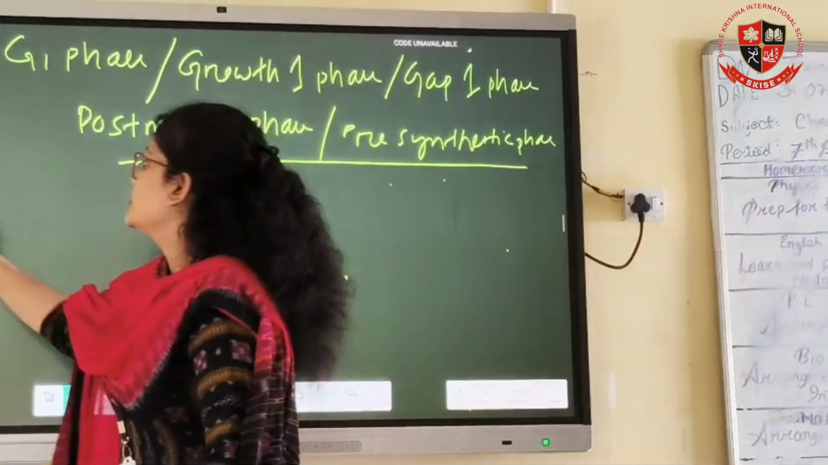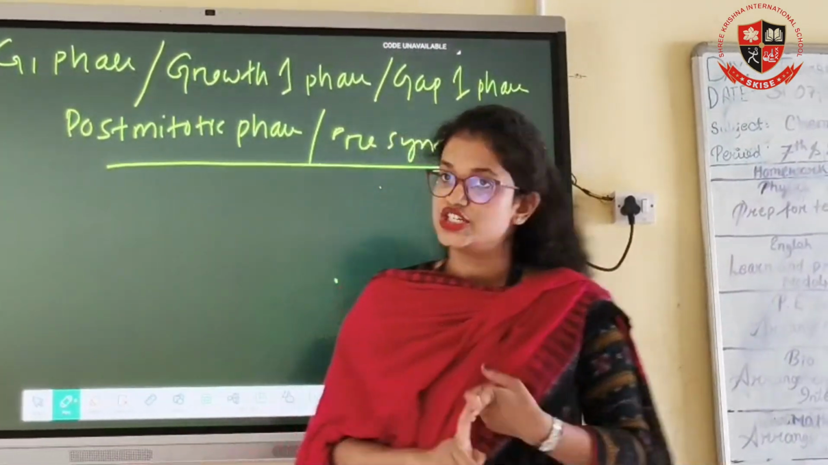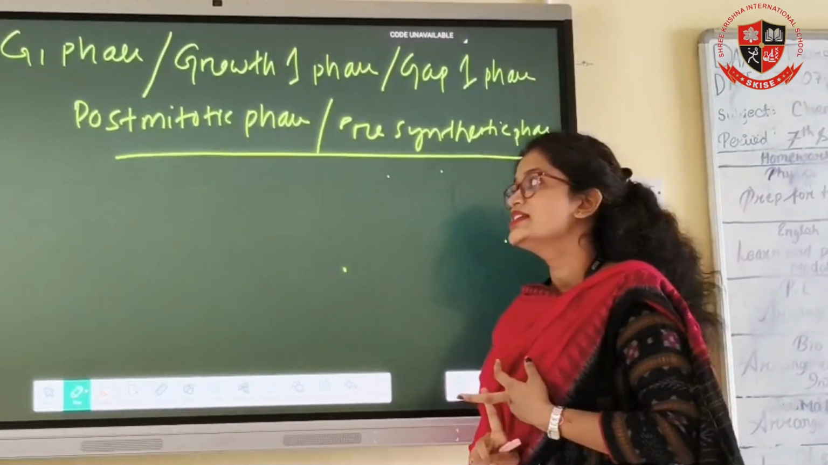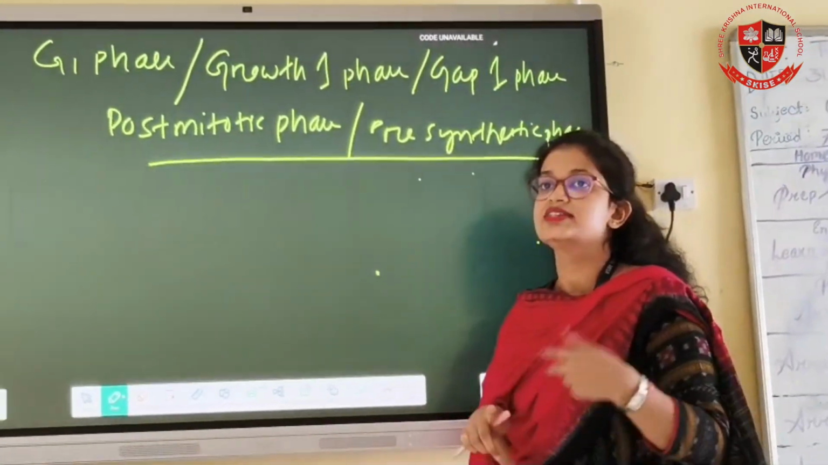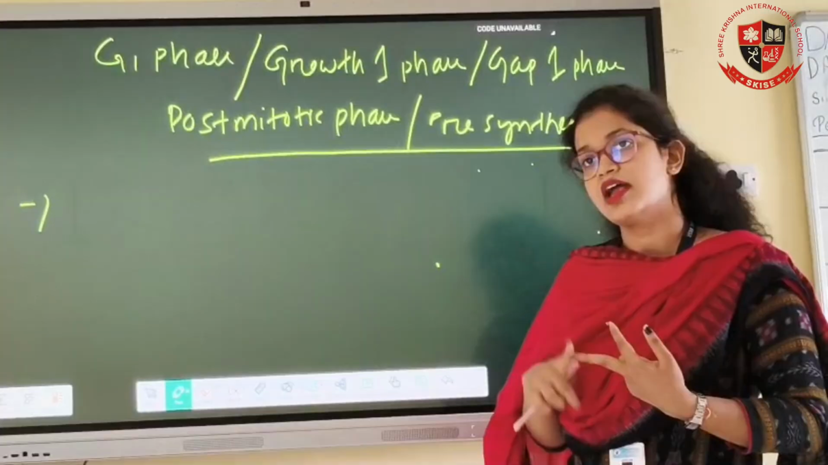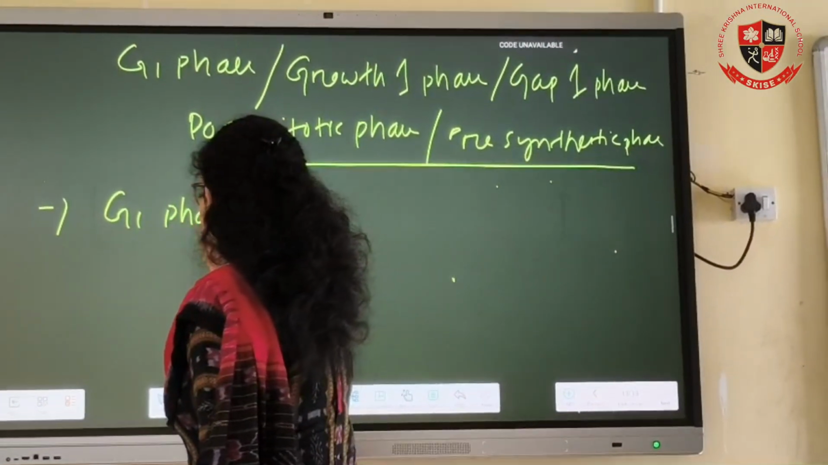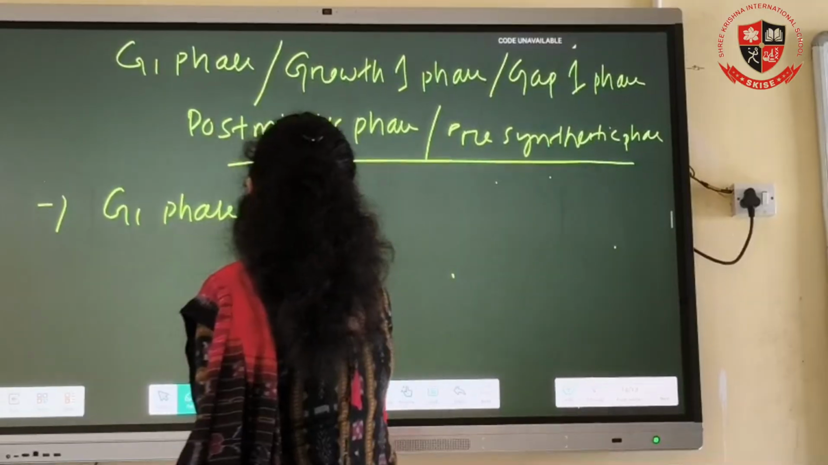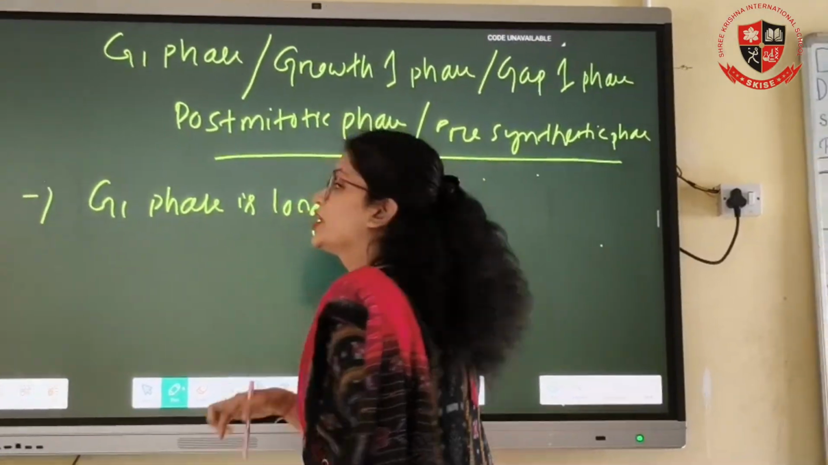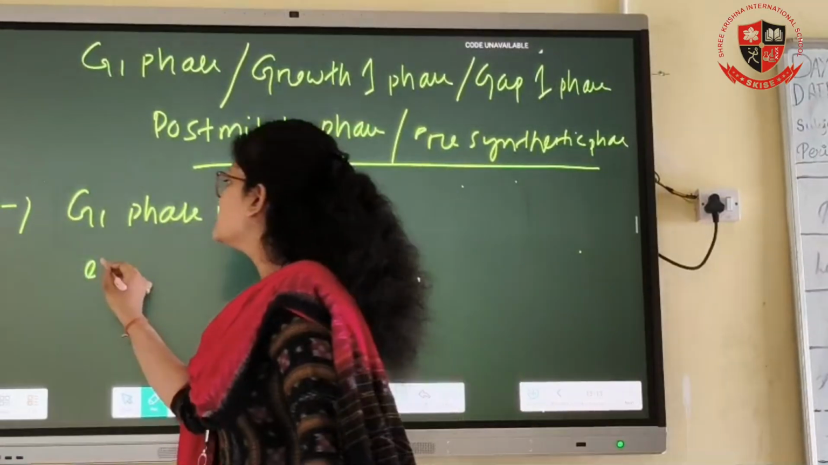In interphase, how many phases are there? G1, S and G2. Out of these three, only the G1 phase takes a long time. G1 phase is longer than S phase and G2 phase. In G1 phase, what events occur?